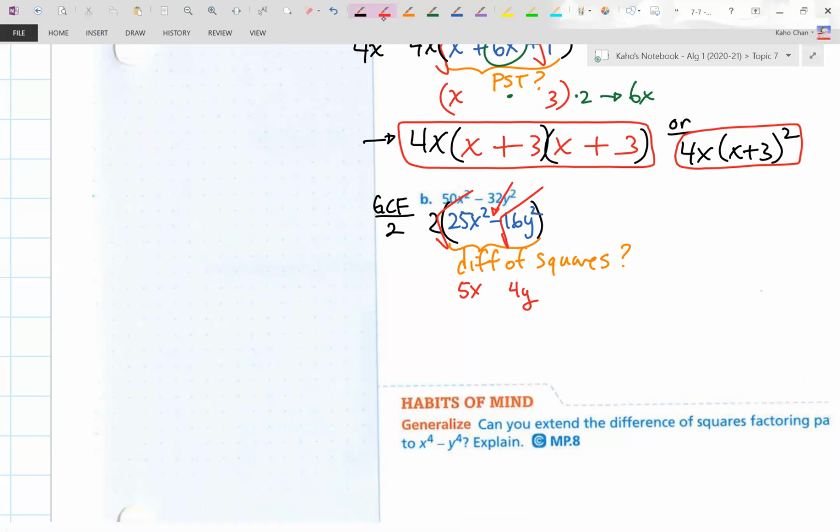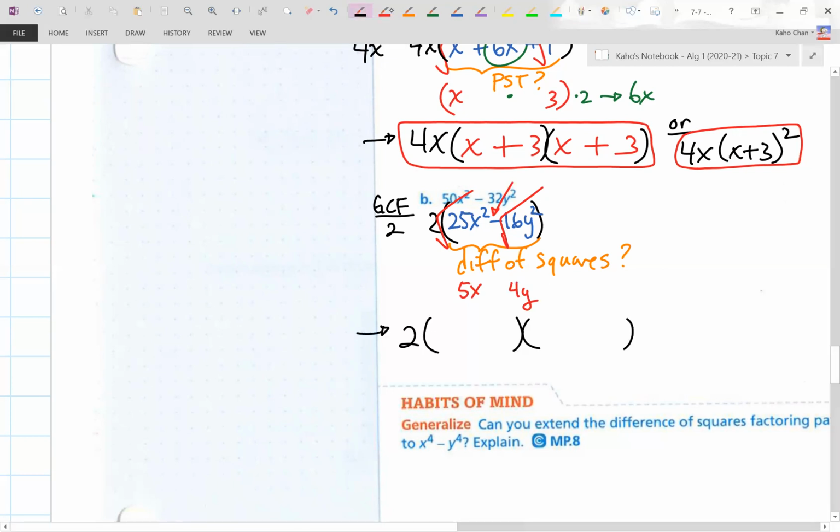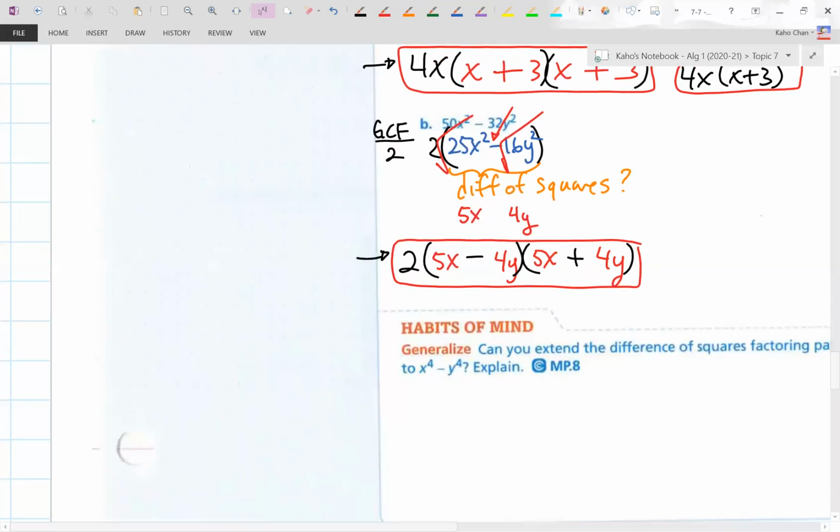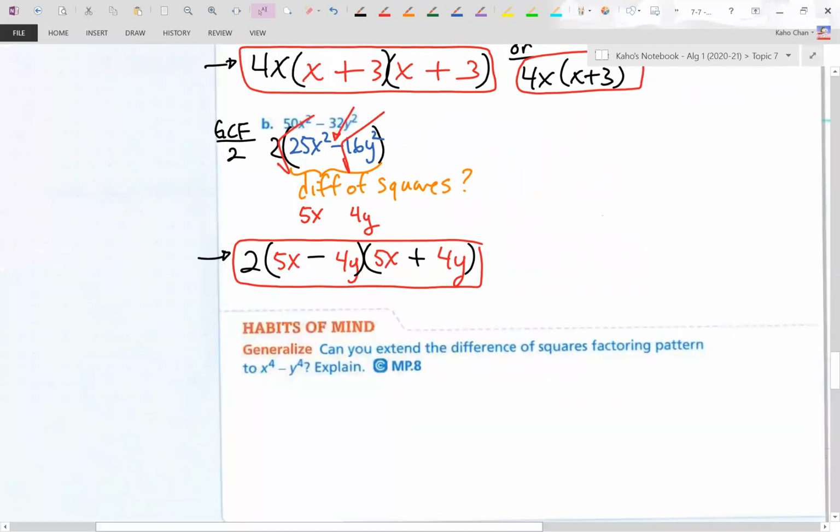Bam, bam, yay. This becomes 2, (5x, 4y), (5x, 4y). This is a difference of squares, so the signs are minus plus. There's your answer. You can't group them together, they're not the same. Hey, not too bad. You guys ready for the last page? We'll skip this habits of mind here. The last page is just a bunch of the same stuff.